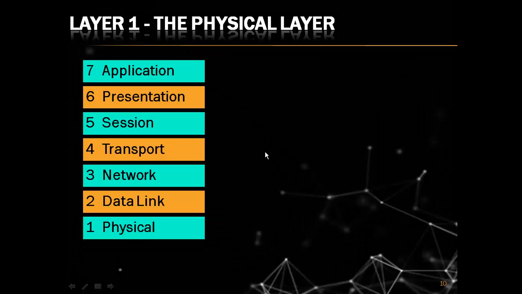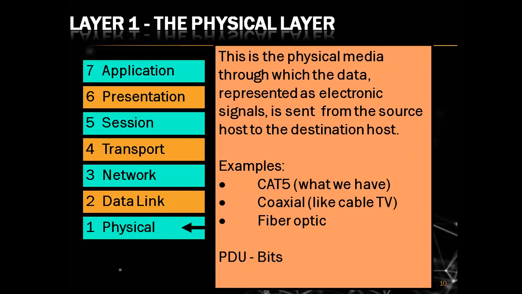Now, the next and the last layer of the OSI model is layer 1, or the physical layer. This is the physical media through which the data, represented as electronic signals, is sent from the source host to the destination host. Data travels in this layer in the form of bits. The PDU for this layer is bits.